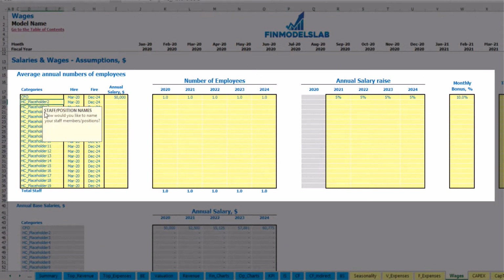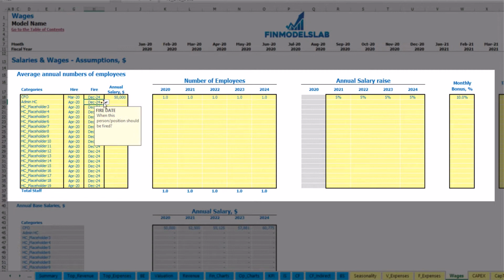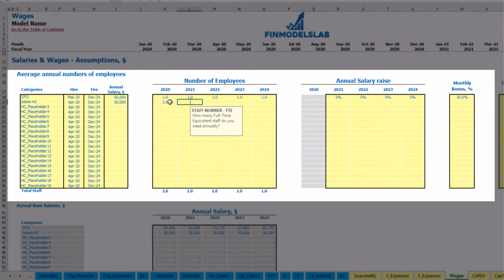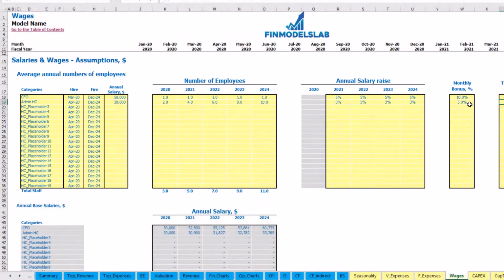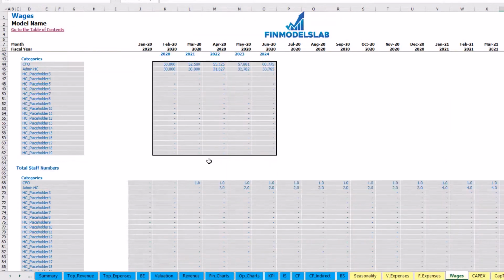Another option would be admin account, which will start in April, which will grow till the end of the model with annual salary of $30,000. Let it be in year number 1, 2, then 4, 6, 8, and 10 headcounts. 3% of annual salary growth, 5% of monthly bonus, and 5% of payroll tax rate.